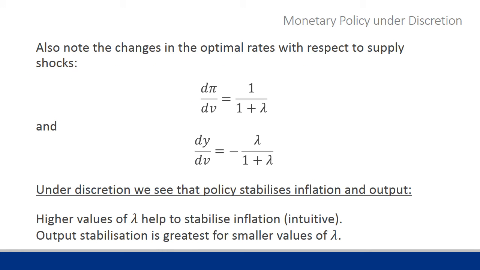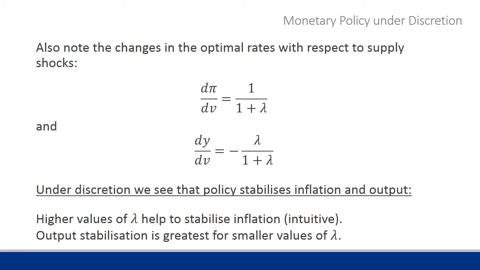If we differentiate the optimal rates with respect to the supply shock, in other words, take dπ/dv and dy/dv, we can see how inflation and output react to the supply shock. So dπ/dv is equal to 1 over 1 plus λ, and dy/dv is equal to minus λ over 1 plus λ. So under discretion, we see that policy, this is λ, stabilizes inflation and output.